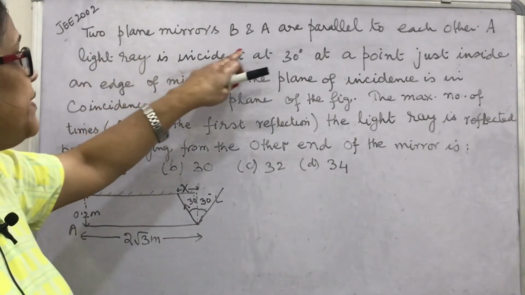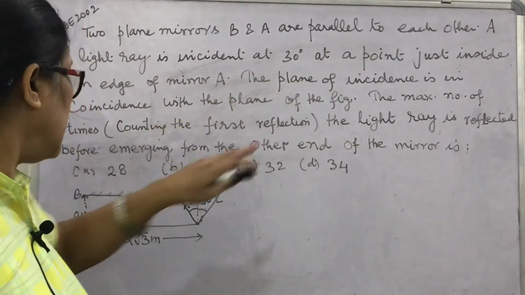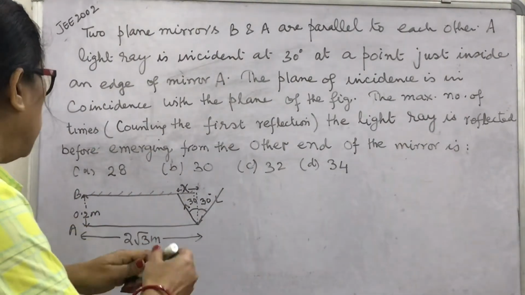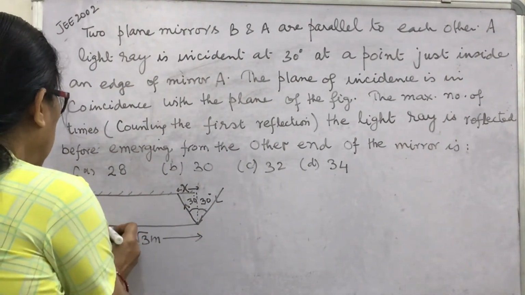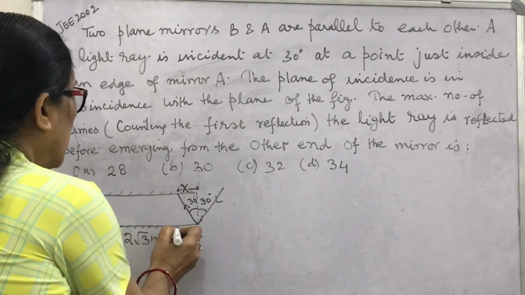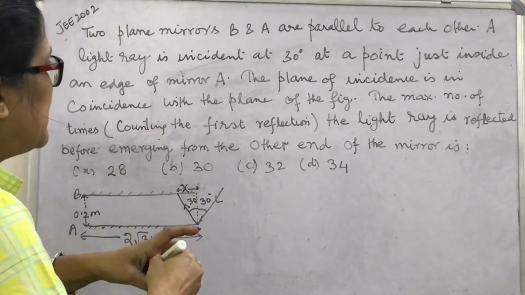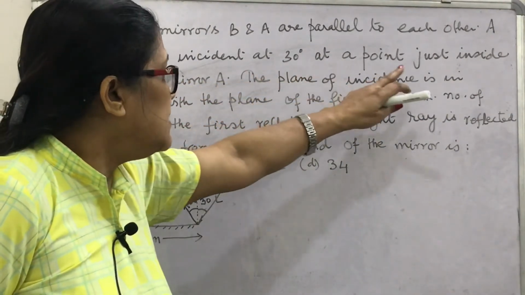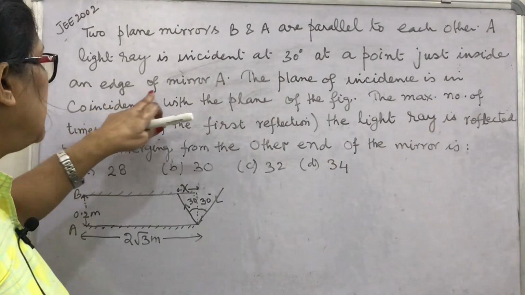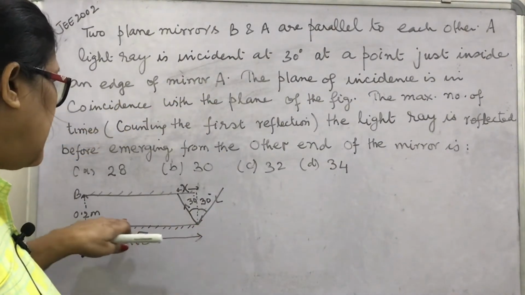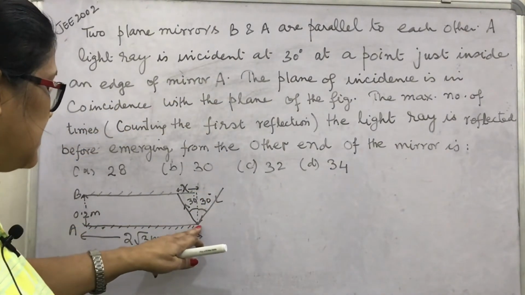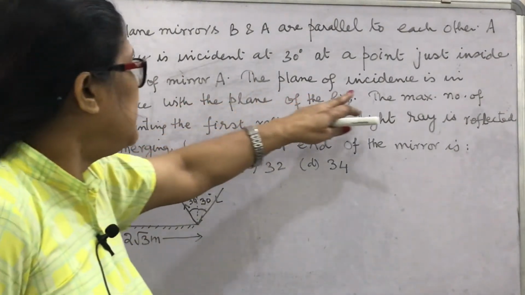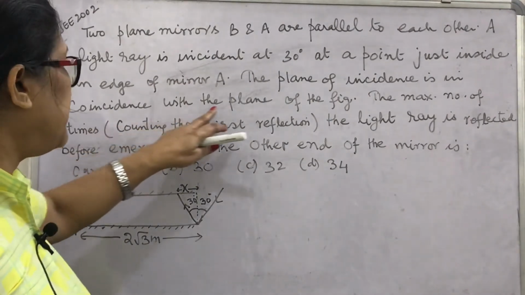Two plane mirrors B and A are parallel to each other. This is mirror B, this is mirror A. Okay, I am showing this. This is the mirror, polished. Now, it is given two plane mirrors are parallel to each other. A light ray is incident at 30 degrees at a point just inside an edge of mirror A. This is mirror A, light is incident just at this edge. At what angle? 30 degrees. The plane of incidence is in coincidence with the plane of the figure.